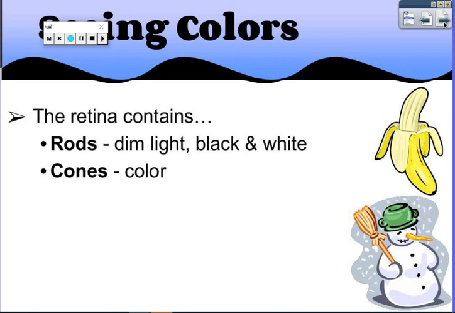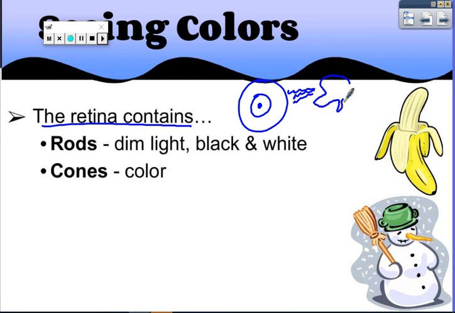Now, seeing colors is only possible because of cells in your eyes. So the retina of your eye, it's the center portion of your eye, right there. And at the back of your eye are all of these nerves, and they send signals directly to your brain. Well, rods detect dim light and black and white. So if you had just rods, you would be entirely colorblind. You could see black and white, but you would not be able to see color.